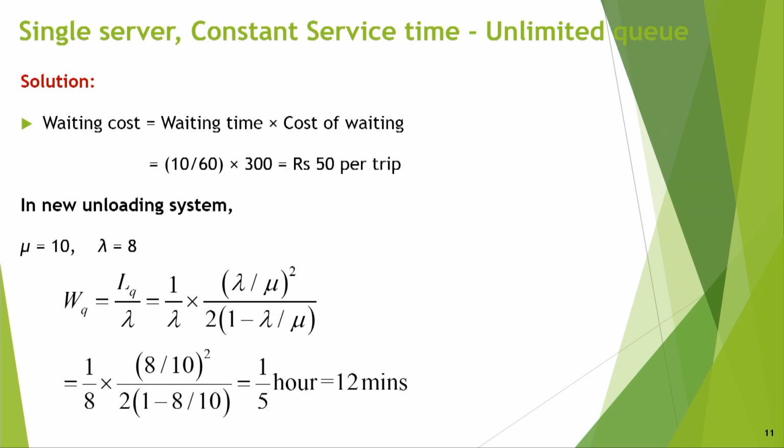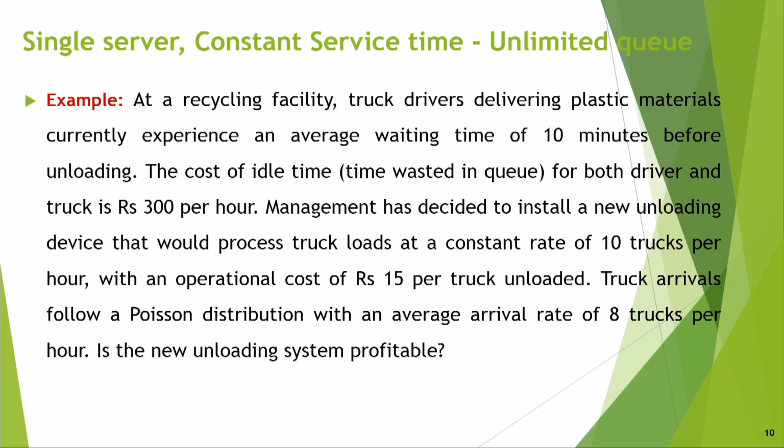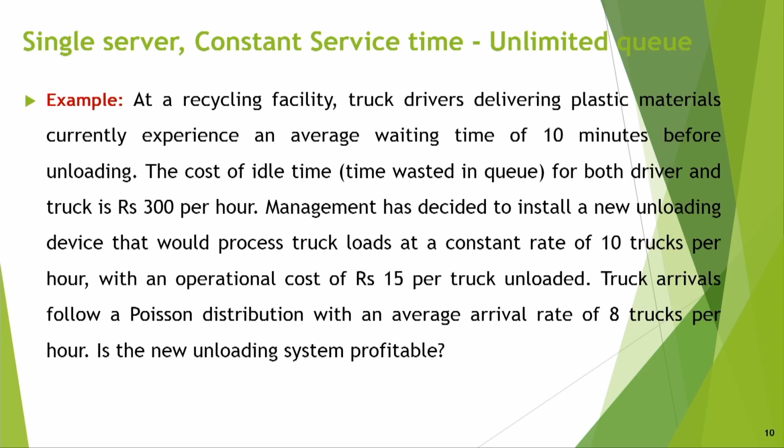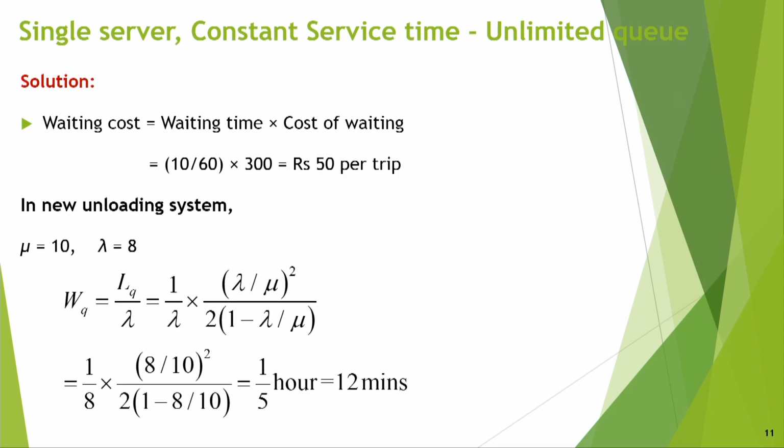So, the solution is that waiting cost is equal to waiting time into cost of waiting. So, waiting time is how much? 10 minutes. So, that means in hours it is 10 by 60, but per hour cost is 300. So, 10 by 60 into 300, that means rupees 50. So, that means he faces that waiting cost of rupees 50.